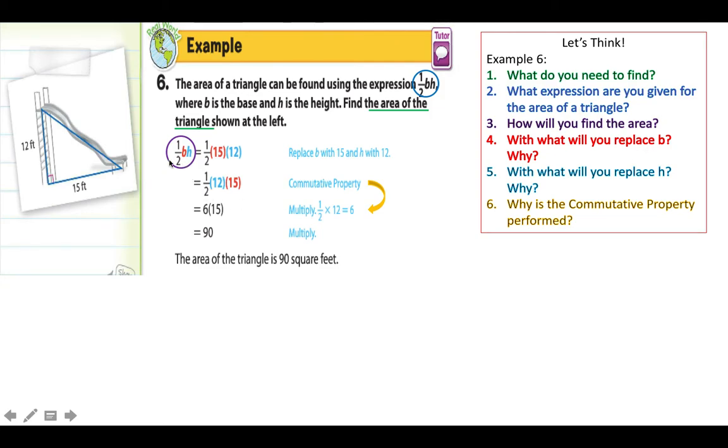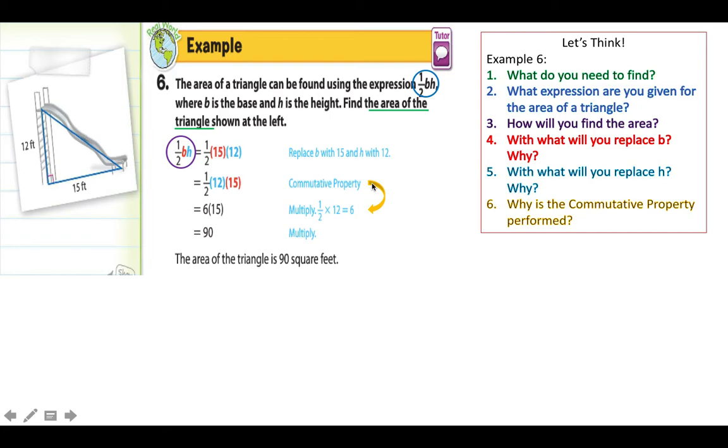B is the base, so on our triangle, that's 15 feet. So we're going to replace b with 15. With what will you replace h? We're going to replace h with 12 feet because 12 feet is the height of our triangle. So our new expression is 1/2 times 15 times 12.